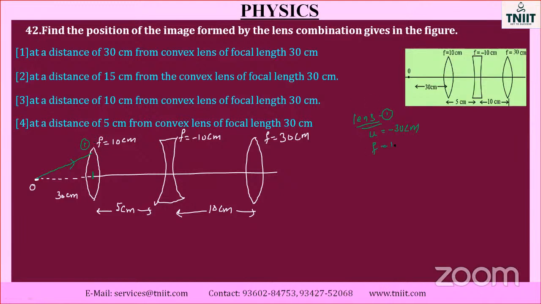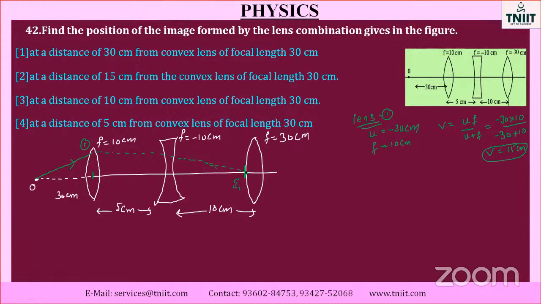For this, the focal length is 10 centimeter. You know how to find the image distance for the convex lens. According to the lens formula, V is equal to UF divided by U plus F. U is minus 30 into 10 divided by minus 30 plus 10, which is equal to 15 centimeter. So what is the image distance? 15 centimeter. It will be formed here. So this is the position of the first image, I1.